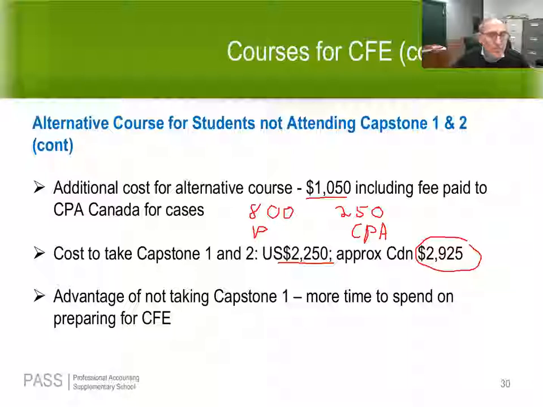If you choose not to take Capstone 1, you have a lot more free time to work on your technical skills, to work on your case writing skills, to work on the skills that you really need to pass the CFE. Do I believe that the alternative course will prepare you adequately for the CFE? I certainly do. Because again, what we've tried to do in the alternative course is give you the skills you're going to need for the CFE and not waste time on the skills that you don't need for the CFE.